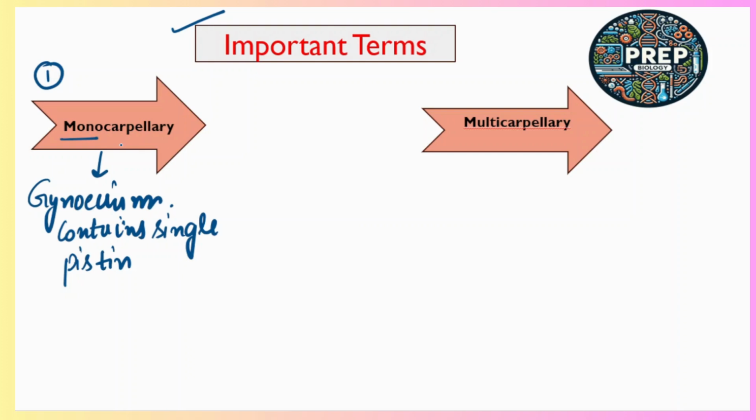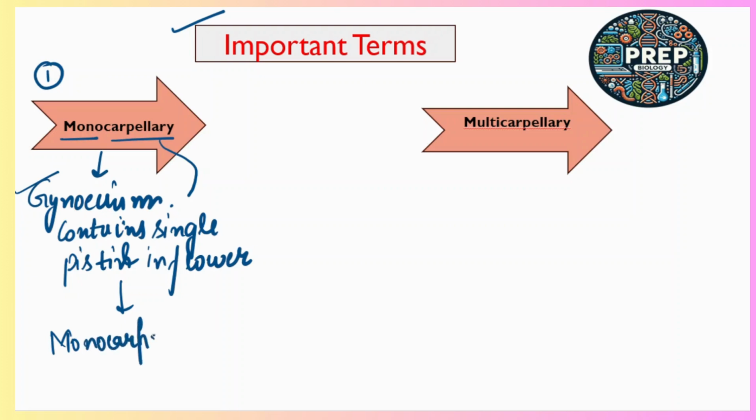Mono means single, carpillary means carpel, that is the pistil. So when the gynoecium contains a single pistil in a flower, that condition is called monocarpillary.